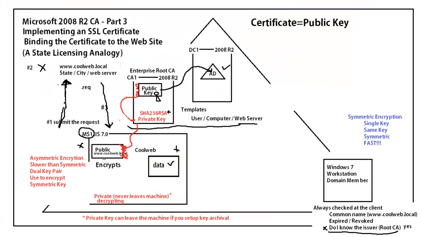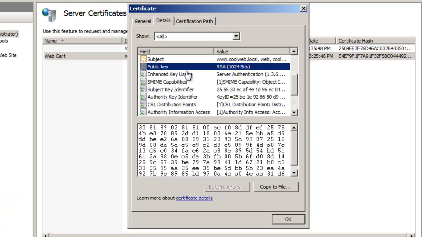The public key is used to encrypt data. The private key is used to decrypt data. Now, the public key could also decrypt what the private key encrypts. So we could actually have the public key decrypting and the private key encrypting. But we like to do it this way, where the public key encrypts and the private key decrypts, because the private key is kept secret and kept safe on that machine and never leaves that box. So there's your public key.